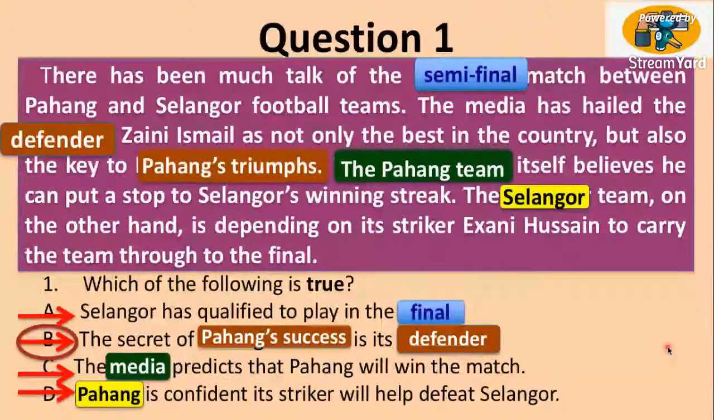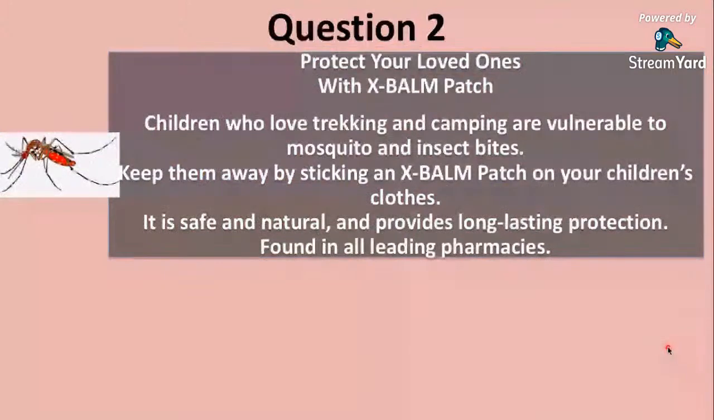All right, question number 2. So Irene, can I please have you to read it once more? Protect your loved one with X-balm patch. Children who love trekking and camping are vulnerable to mosquito and insect bites. Keep them away by sticking an X-balm patch on your children's clothes. It is safe and natural and provides long-lasting protection. Found in all leading pharmacies. Yes, thank you very much, Irene.